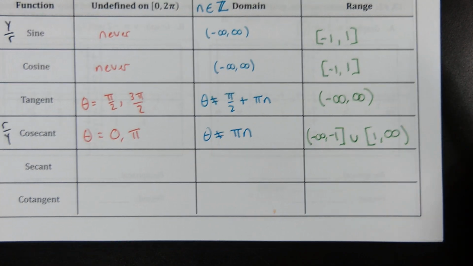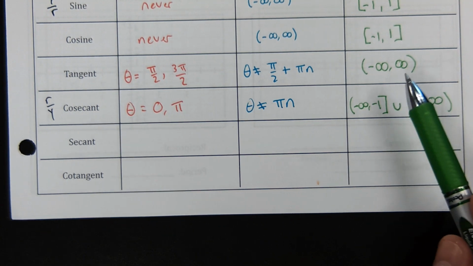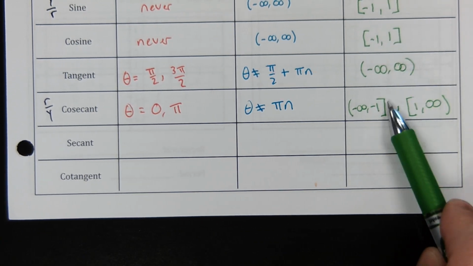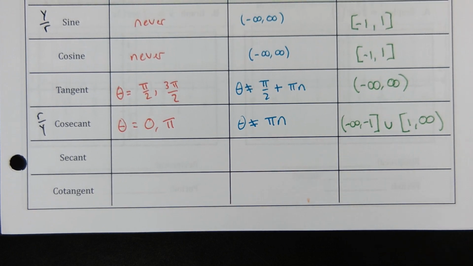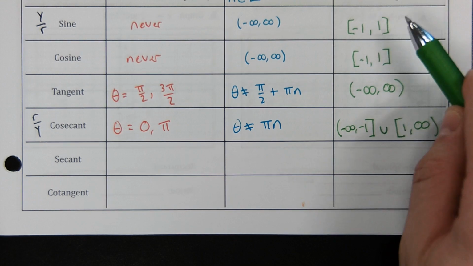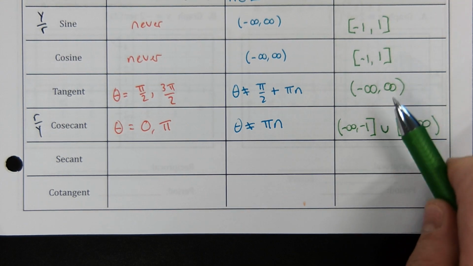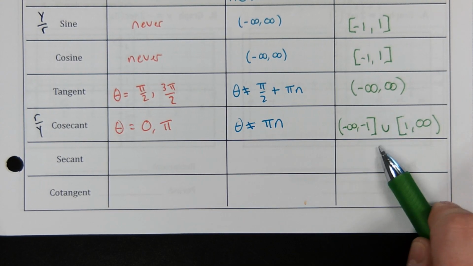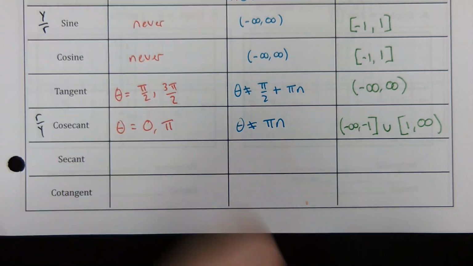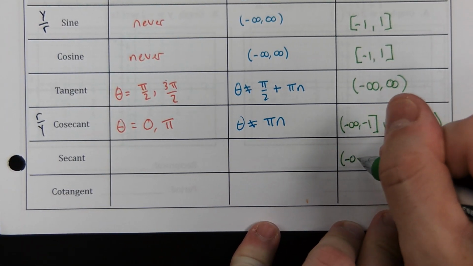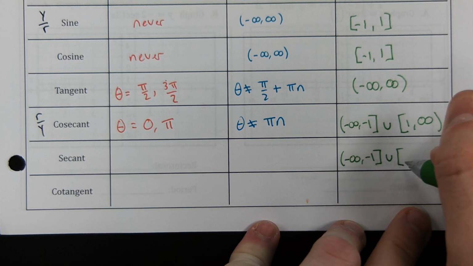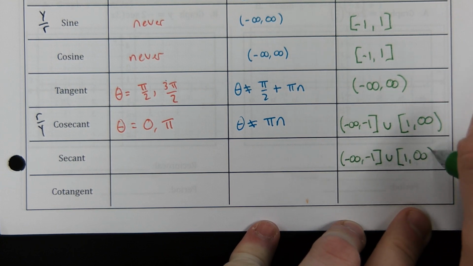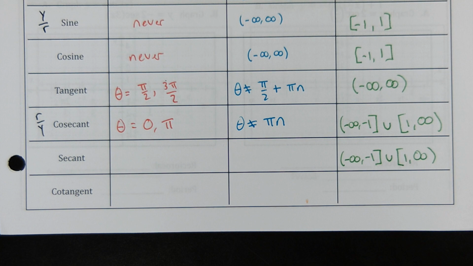And guess what? Secant is going to behave the exact same way as this did. Because secant and cosecant are just reciprocals of sine and cosine. And since sine and cosine have the same range, secant and cosecant have the same range. So since I'm still holding the green pen, I'm just going to go ahead and fill that out. But their domains are different.